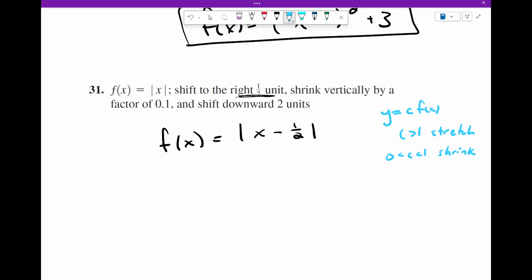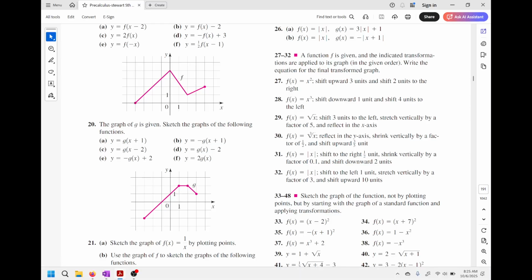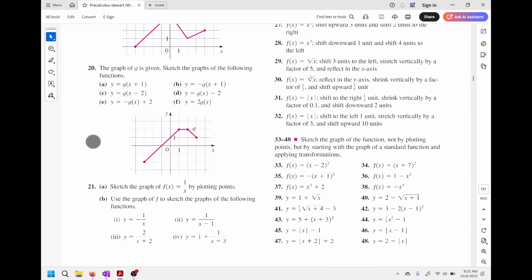So what I'm going to do is rewrite this as f of x equals, and we want to shrink vertically by a factor of 0.1. So 0.1. Then we have the absolute value. And finally, downward 2 units. So there we go. It's just a matter of remembering our definitions. So that was 31. Let's go ahead and look at 34.